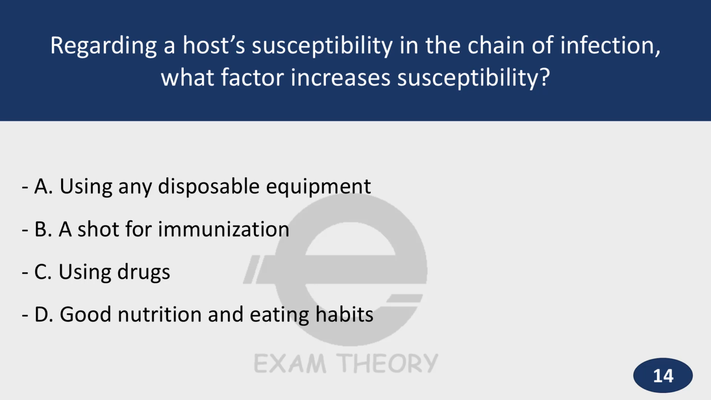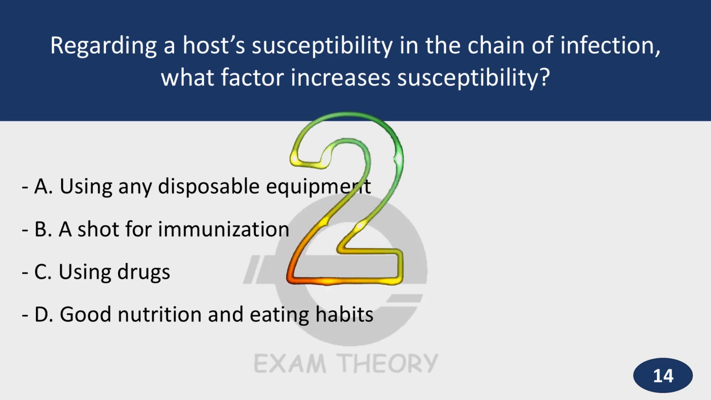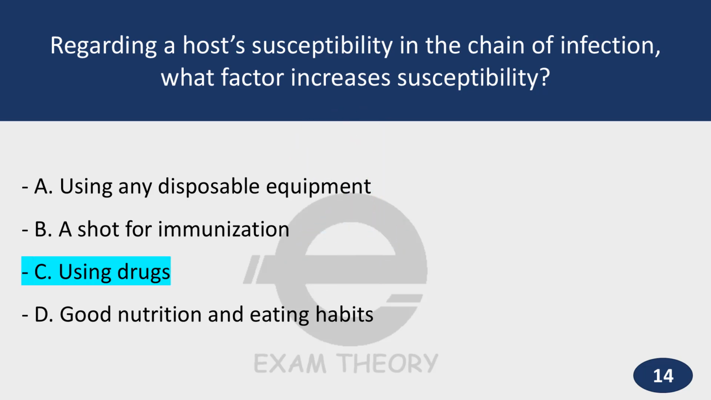Regarding a host's susceptibility in the chain of infection, what factor increases susceptibility? A. Using any disposable equipment. B. A shot for immunization. C. Using drugs. D. Good nutrition and eating habits. The correct answer is C. Using drugs.